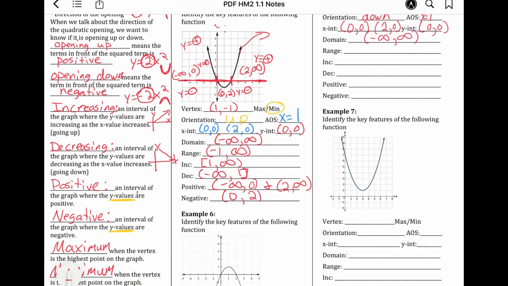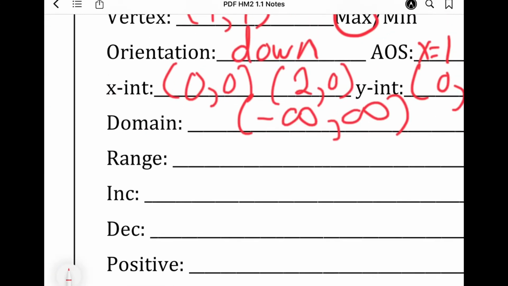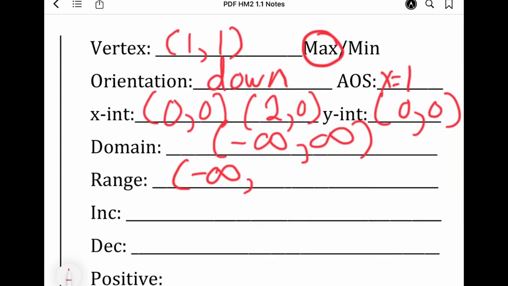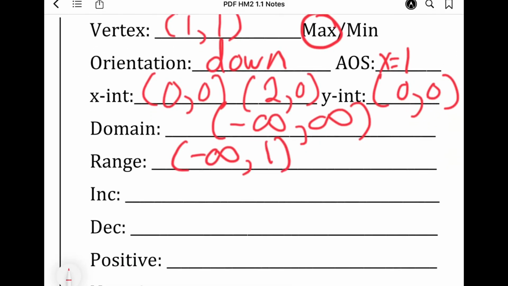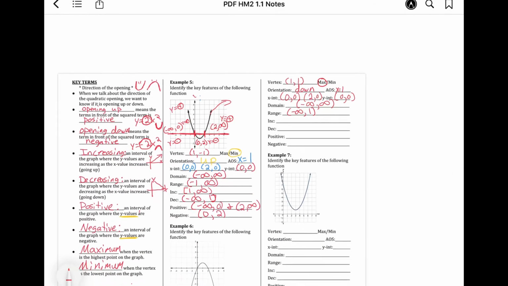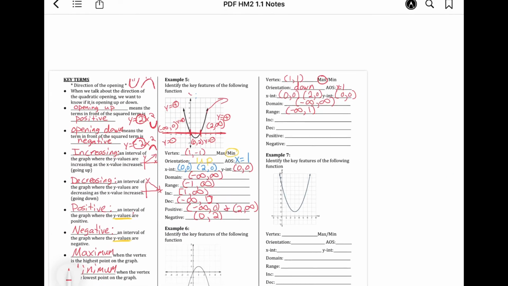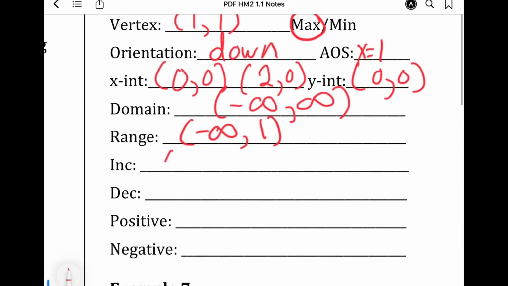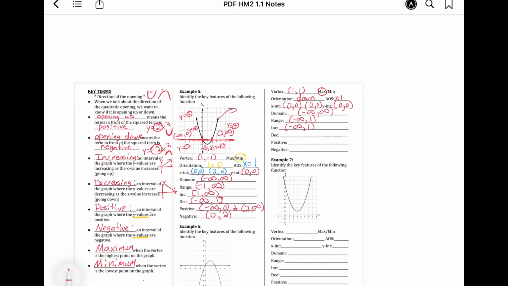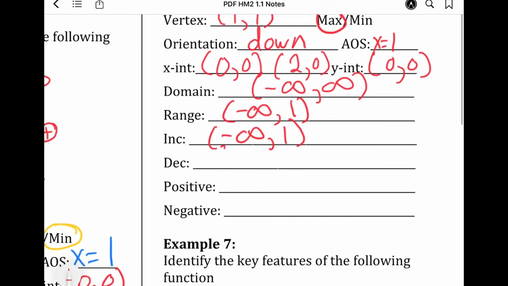Domain always negative infinity to positive infinity. For your range, your smallest y value involved is negative infinity, and you're going to go all the way up to 1. Increasing interval is negative infinity to 1. Your decreasing interval is starting at 1 and going to positive infinity.